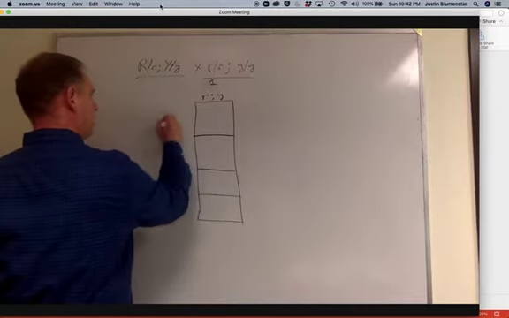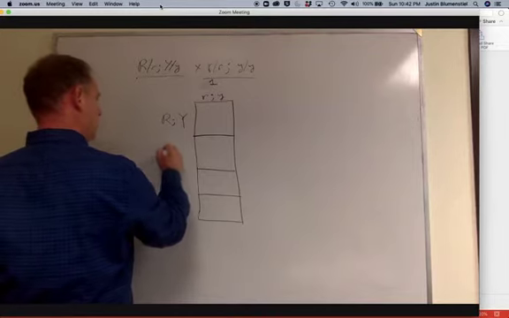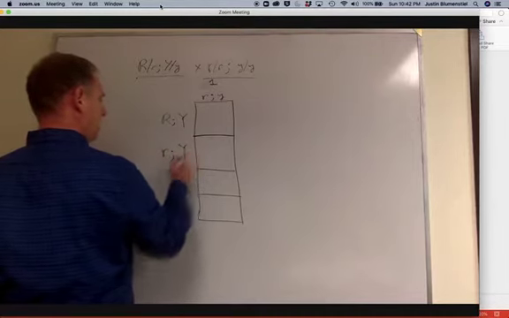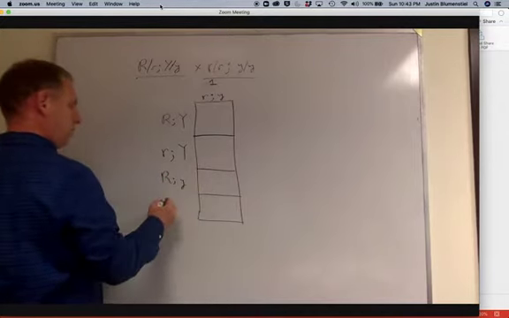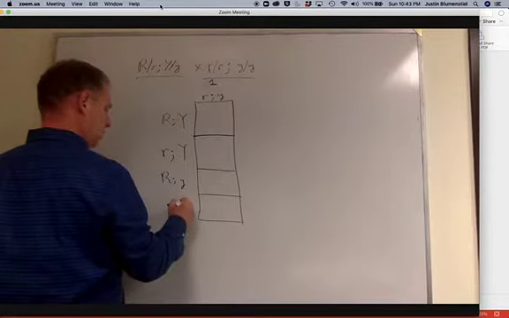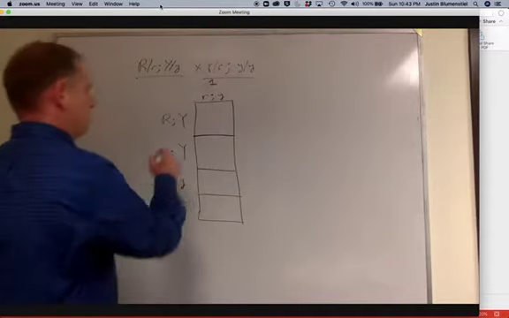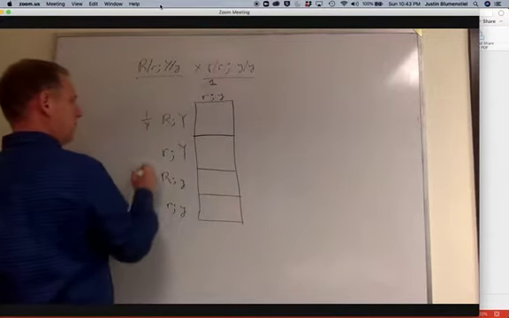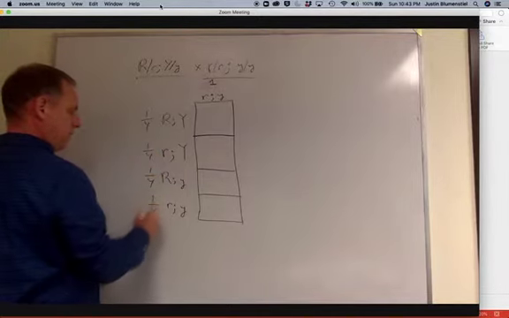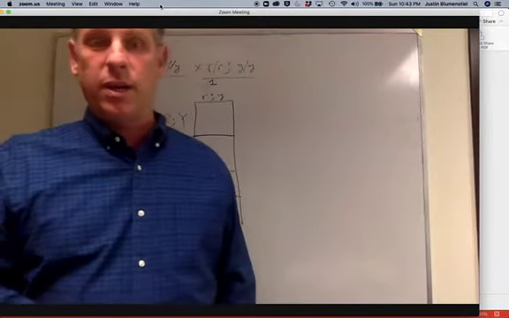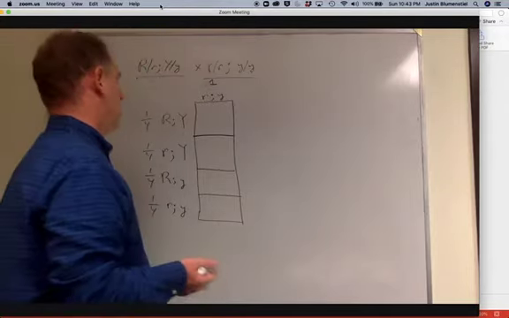So you can be big R, big Y. You can be little r, big Y. You can be big R, little y. And then you can have the little r, little y. All right, so let's just walk through the genotypes that would end up here. This genotype is going to be 1/4 of the time, 1/4 of the time for that one, 1/4 of the time for that one, 1/4 of the time for that one. You can already see that it's probably not going to be a 9-3-3-1. It looks maybe like it might be a 1-1-1-1. Okay, so what are these ones?